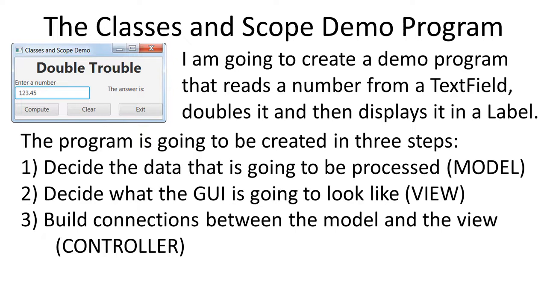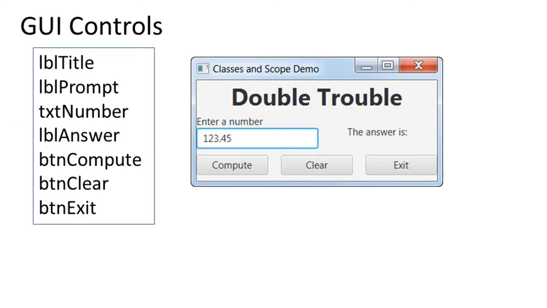The program is going to be created in 3 steps. 1. Decide the data that is going to be processed, model. 2. Decide what the GUI is going to look like, view. 3. Build connections between the model and the view, controller. One of the first things I did was to sketch on a piece of paper what I wanted the program to look like on the screen. Then I gave names to each of the GUI controls. I have names for LBL title, LBL prompt, TXT number, LBL answer, BTN compute, BTN clear, and BTN exit.